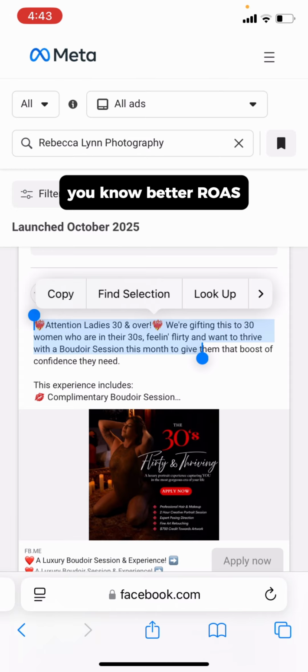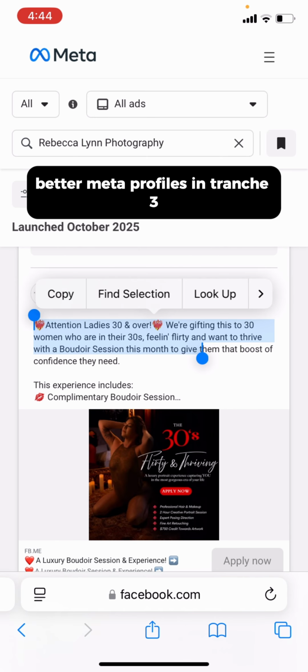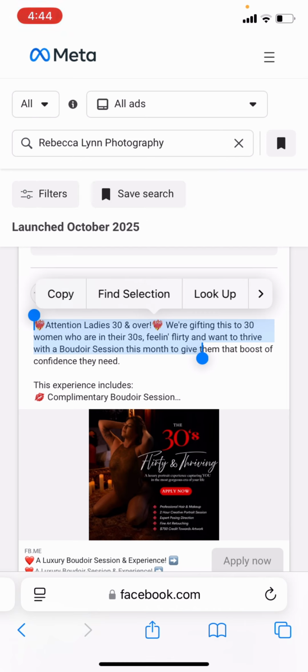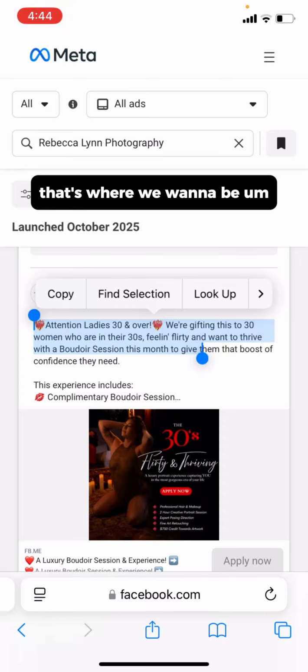which means better ROAS, more sales, more conversions, feeding back into the Meta ad algorithm. And we unlock even better placements, better Meta profiles in tranche 3, which is same ad spend, even more and more better results. The upward spiral of awesomeness. Okay, good. That's where we want to be.